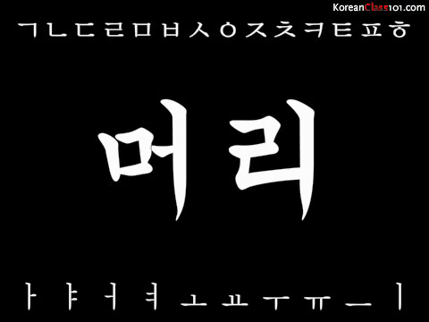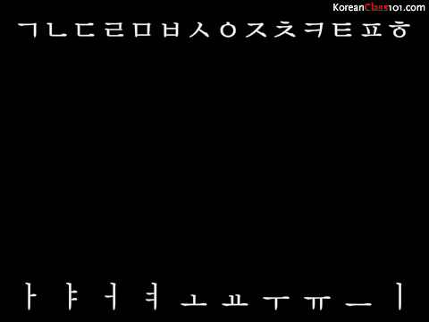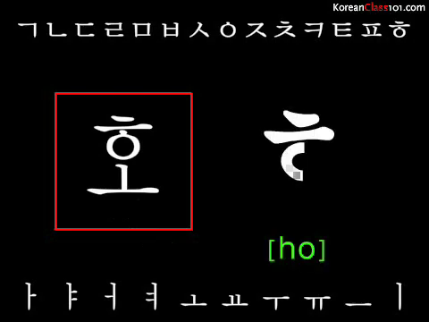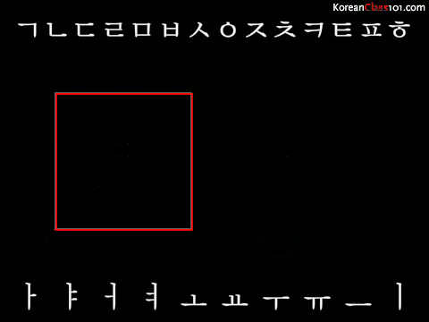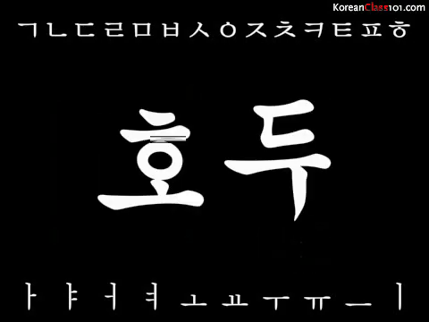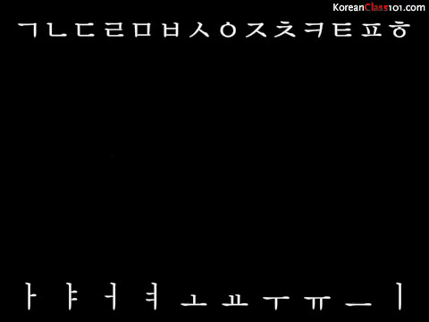All right, so we combine these to make 머리. This means head. And our last word starts with the consonant 히읗, and now the vowel 오. The sound this makes is 호. Next syllable starts with 디귿, and now the vowel 우, and now we have 두. When we put these two together, we have 호두. This means walnut.